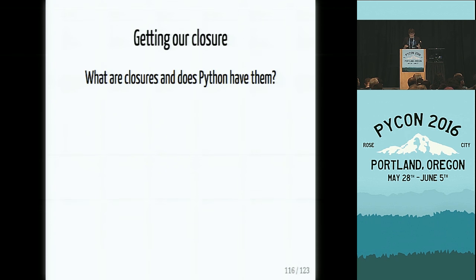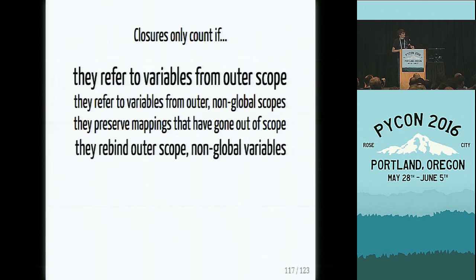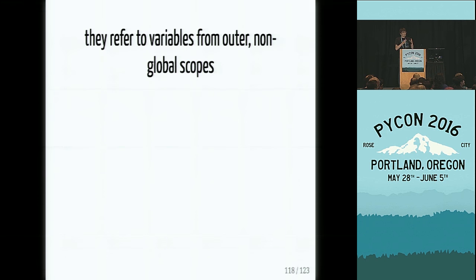What are closures, and does Python have them? Yes, Python has them. We'll skip to that one. But closures are the combination of code and environment, and all Python functions are that. Sometimes we say closures only count if they refer to variables from an outer scope, or if they refer to variables from an outer non-global scope. It doesn't count if it's global, because that's too easy. They preserve mappings that have gone out of scope, because that proves that they're being preserved in some cool, interesting way. And maybe they even have to rebind outer scope, those non-global variables. But I kind of like that closures refer to these variables from an outer non-global scope.